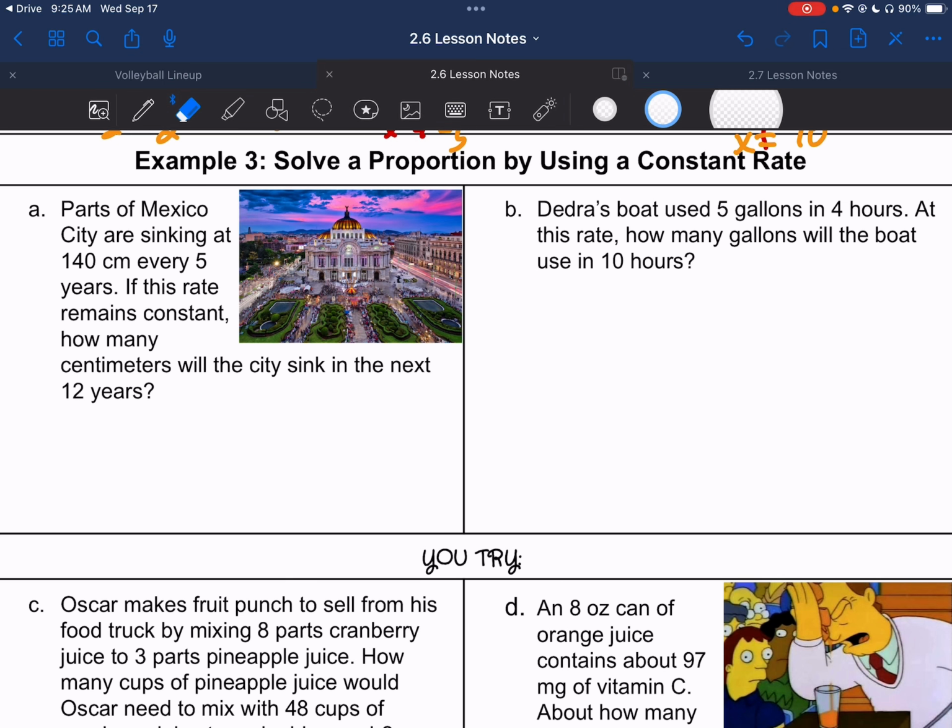Hello, and welcome to the second part of Module 2.6, solving equations with proportions. Our example for today is to solve a proportion by using a constant rate.